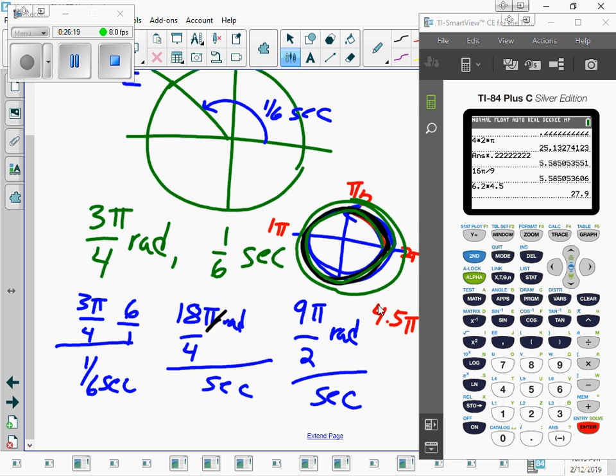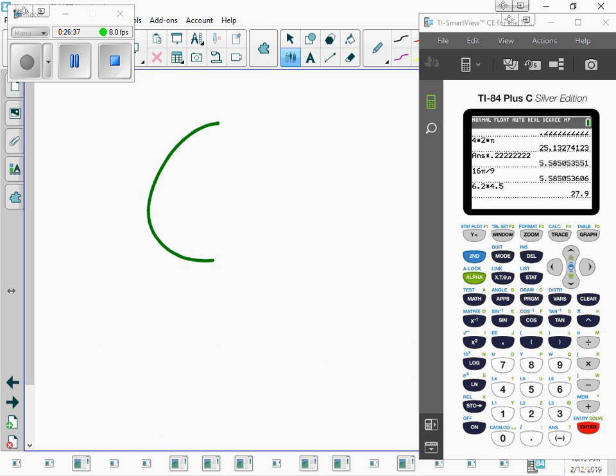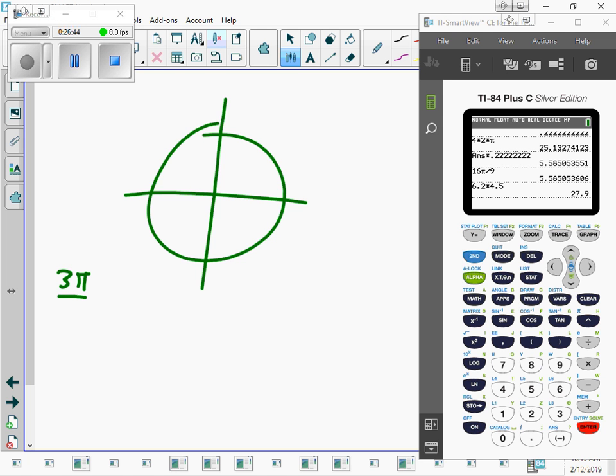Okay, and how far do you need to go? 113, okay. The next one, find the linear speed of a point traveling at a constant speed along the circumference of a circle with radius r and angular speed w. Okay, so for this one, let's do 108. 3 pi over 4, and the radius is 8. Oh, this is radians per second.